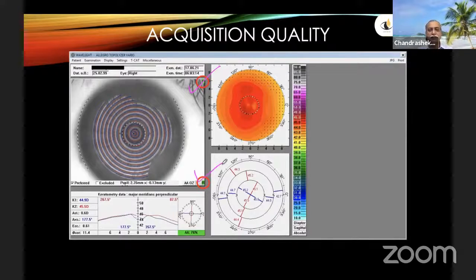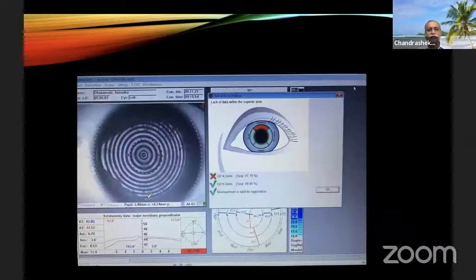Similarly, this R is important. That means the registration has been done, so angle kappa and cyclotorsion compensation are very well taken care of. Now, this is an example where the upper P is in red, and you can see that over here the data in the upper quadrant is not adequate.